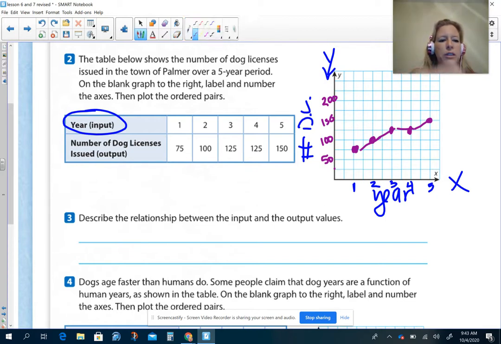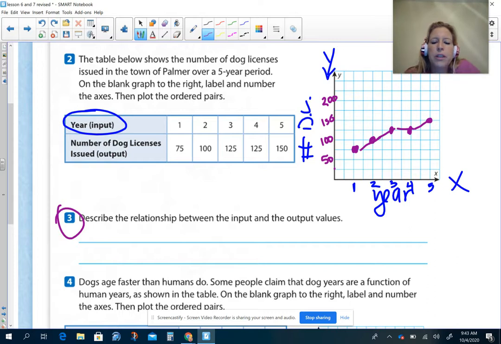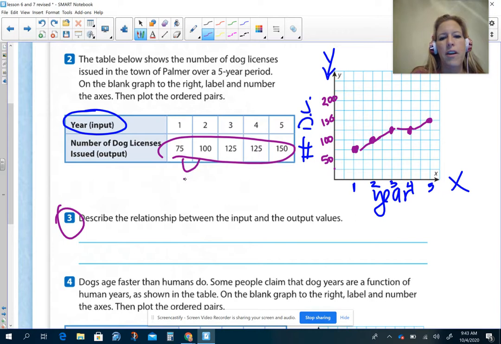All right, so the next question, it says describe the relationship between the input and output. So what does that mean, describe the relationship? Well, it means as my years go, what's happening? So with each year, what's happening with the number of dog licenses? What do you notice? Well, most of them, we gained 25 each year, huh? So we had 25 more from this year. We had 25 more from this year.